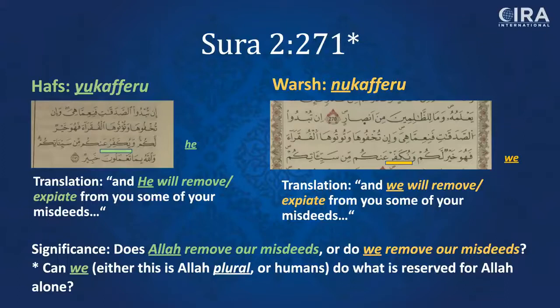So you can see, right, just by looking at the English translation, one in a singular, Hafs is saying he will remove, he will forgive, he will expiate your sins, basically. And the one on the right, Warsh, we will remove. So who's the one who's doing the action in Hafs? Yeah, can you imagine we could remove our own sins?